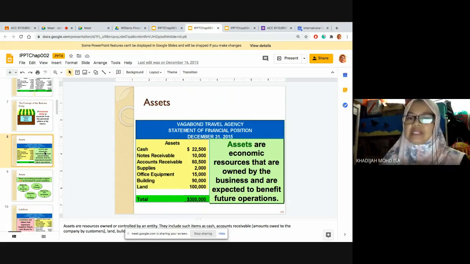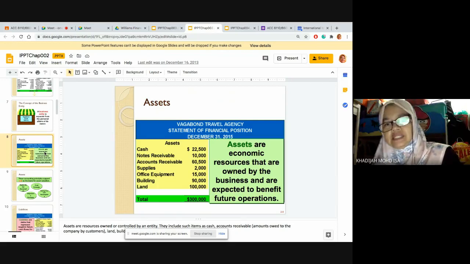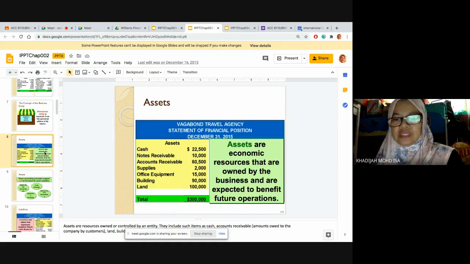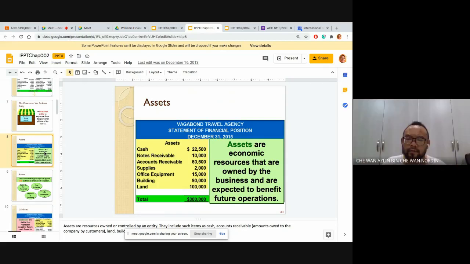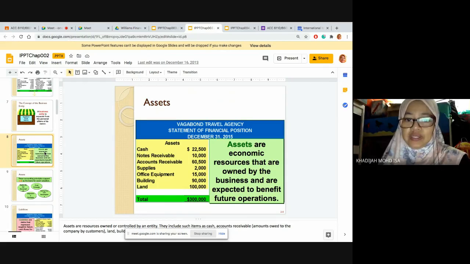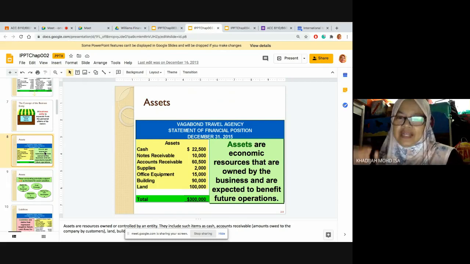Rather than purchasing the asset, you put it under lease. You rent from another company to use the asset. For example, at IIUM, all the motor vehicles are on lease rental. We do not actually own these motor vehicles, I think. If we own them, then it's an asset.